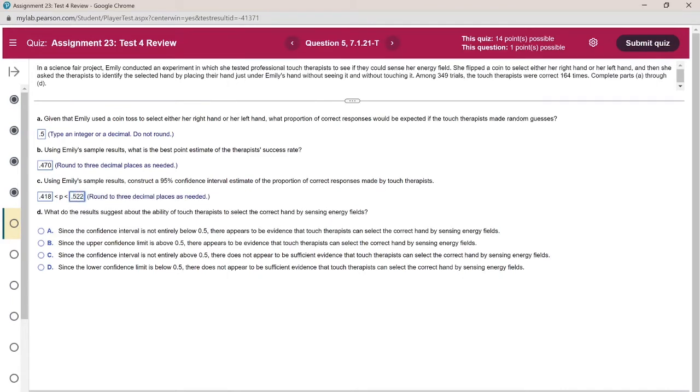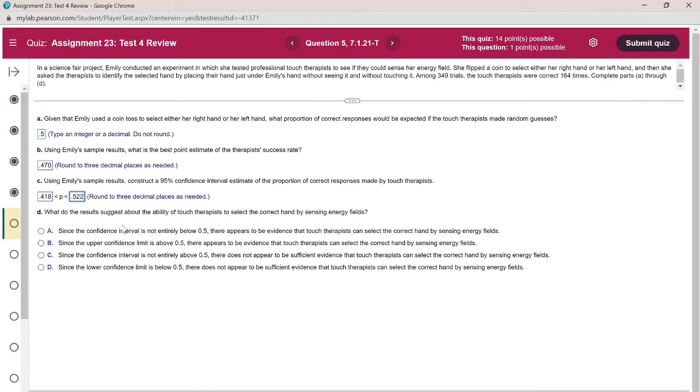What do the results suggest about the ability of touch therapists to select the correct hand by sensing the energy field? As you can see here, the confidence interval is 95%, such that the population proportion would be in between these two numbers. And as you can see, 0.5, which is a 50% chance, is also in between those two numbers.